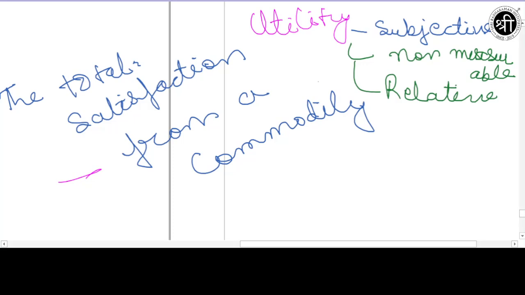After this, a very important feature of utility is that utility is different from usefulness. Now what does this mean? See, as I told you, utility means the total amount of satisfaction which you gain from something. So it can be said that how much something is useful.